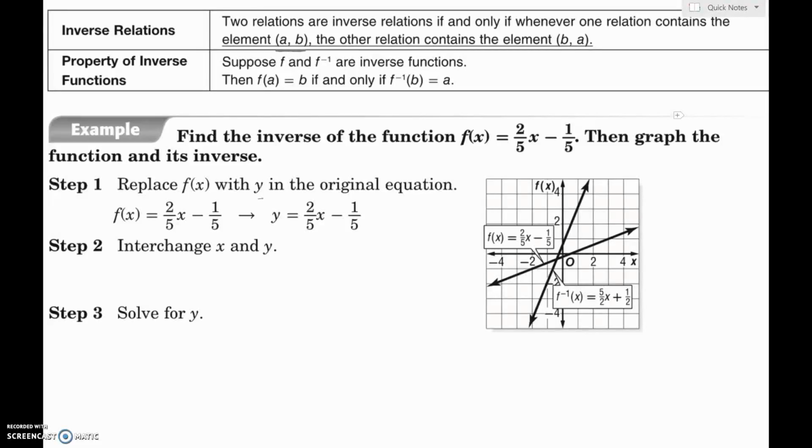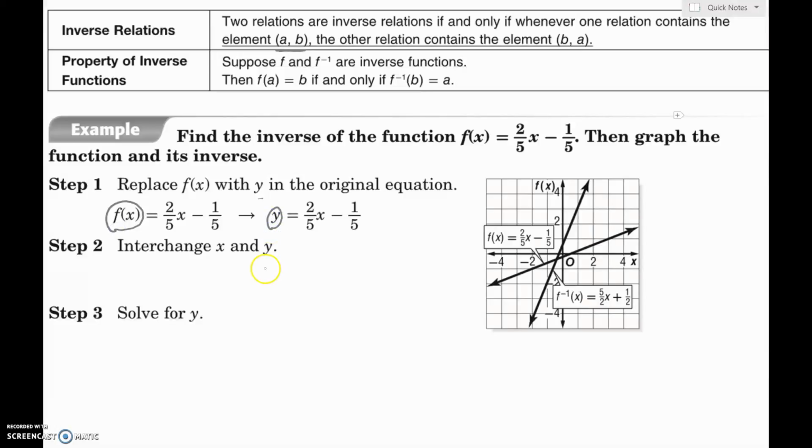The lesson that we're working on today is inverse functions. And what we're going to do is we're going to determine the inverse of a function. And the function that we're working with is f of x equals 2/5 x minus 1/5. The first step is to replace f of x with the variable y.